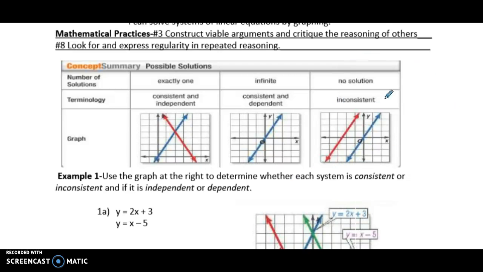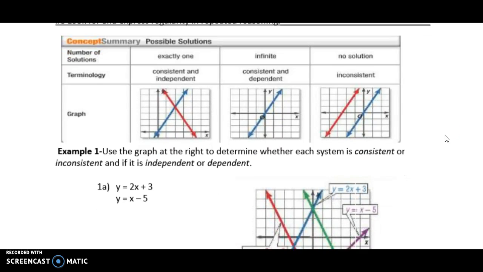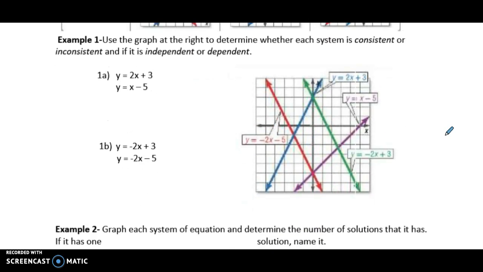And then we have no solutions. We call that inconsistent. So there are no solutions here. The graph looks something like this. You might notice these are parallel lines. That's what we call inconsistent systems that have no solution. So if we come on down to example 1, we're going to use the graph at the right to determine whether each system is consistent or inconsistent, and if it is independent or dependent.